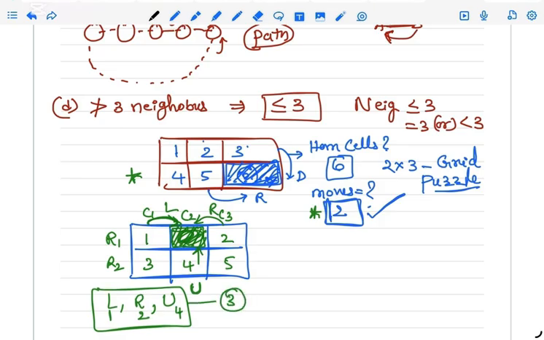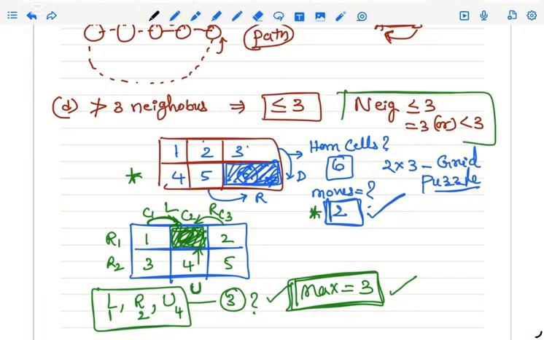How many moves here? 3 moves. That is the maximum number of neighbors, 3, right? The number of neighbors is the number of moves. The maximum number of neighbors is 3. So the answer for this question is less than or equal to 3. 2 is also possible, right? If it is at the corner positions, 2 neighbors are possible. If it is at the middle column, 3 neighbors are possible.